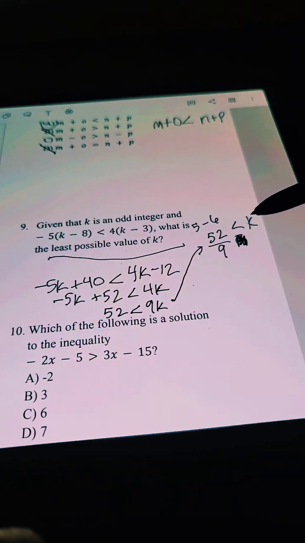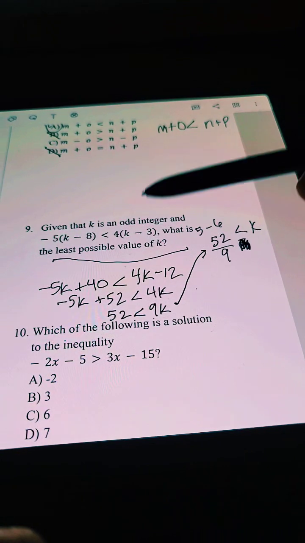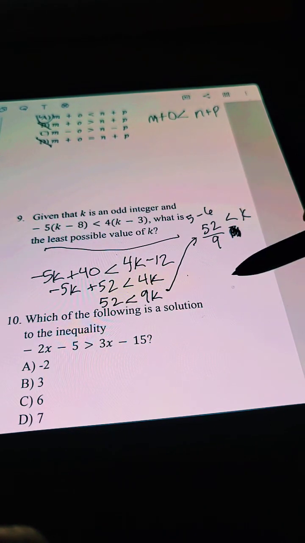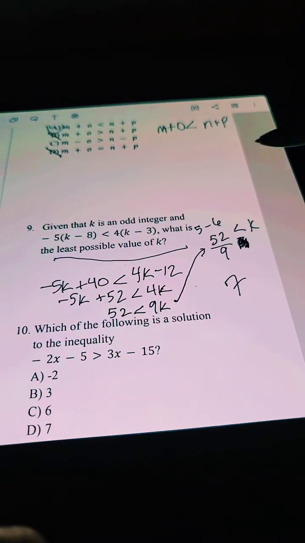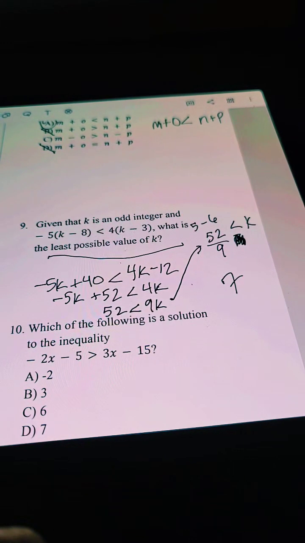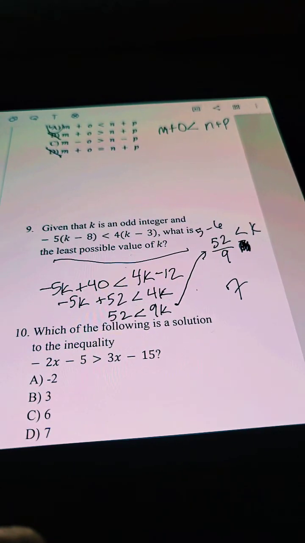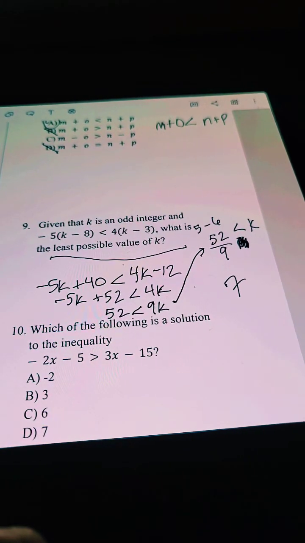And we know that k has to be greater than that, and it's an odd integer. So then it could technically be 7 as the least possible value of k. It could be 7, it could be 9, but they're asking for the least possible value. So we're going to pick 7 here.